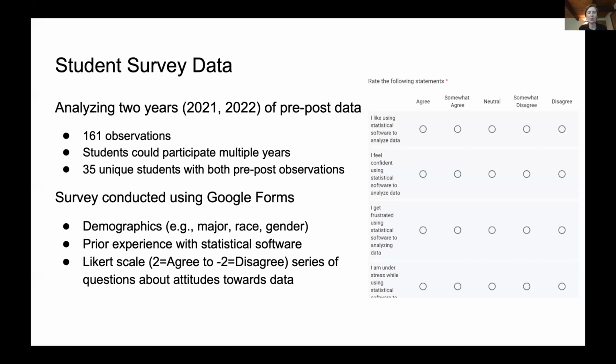And we just have a very simple survey conducted using Google Forms. You can see some examples on the side of the screen there. We collected demographics, prior experience with statistical software, and then most of the survey was these Likert scale questions from agree to disagree, 5-point scale, about attitudes towards data. You know, I like using statistical software to analyze data. I feel confident, these kinds of things. So that's the data we'll be talking about as the data about DataFest, as it were.